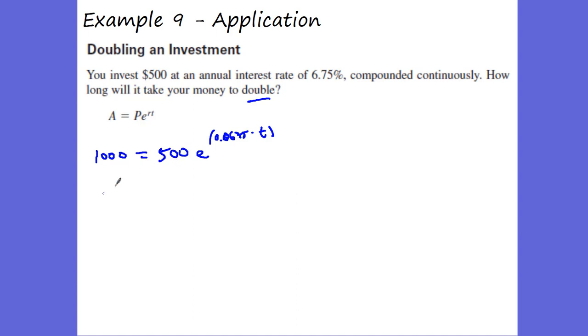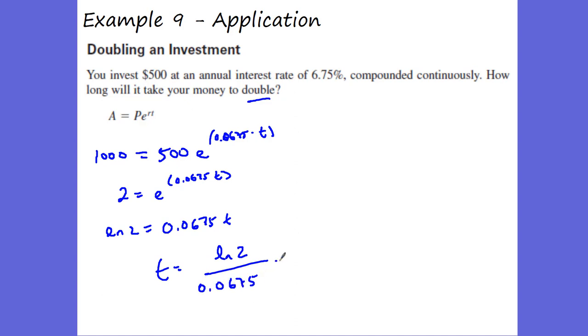So we're going to divide by 500. We're going to get 2 is equal to e to the 0.0675 t. And how do we get the e out of there? It's natural log. Natural log of 2 equals 0.0675 t. We're going to divide by 0.0675, so time is equal to natural log of 2 over 0.0675. If you do that on your calculator, I'm going to do that right now. Natural log of 2 divided by 0.0675, and we end up getting 10.27 years there. And that's how much time it would take to double our investment.